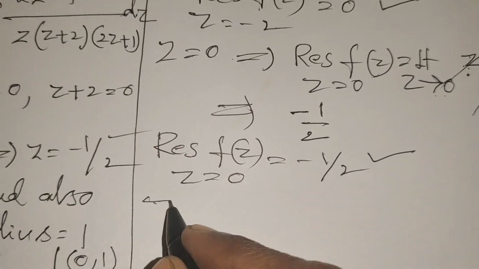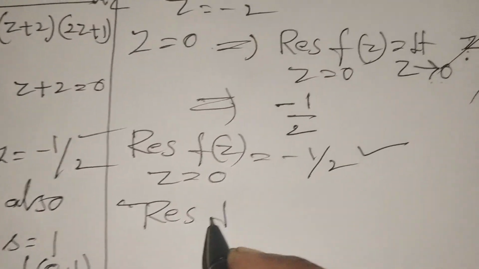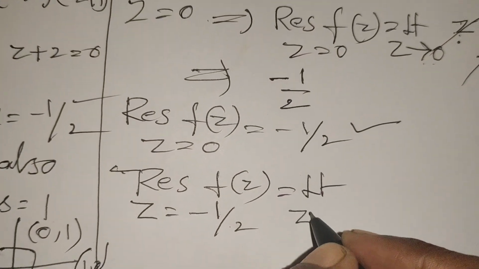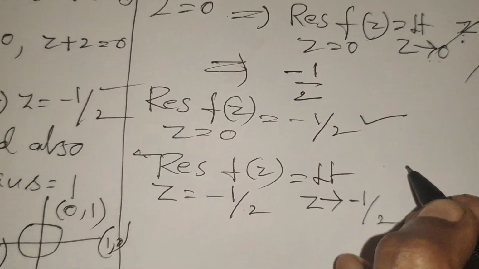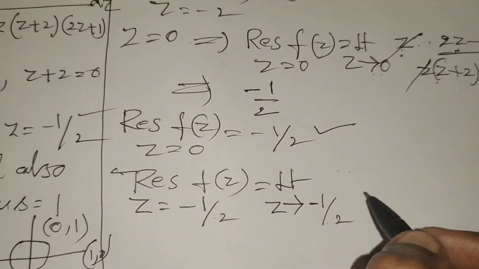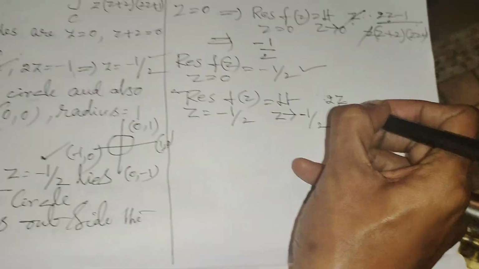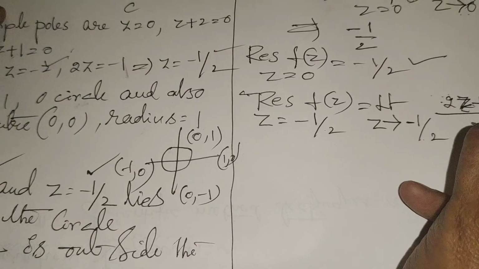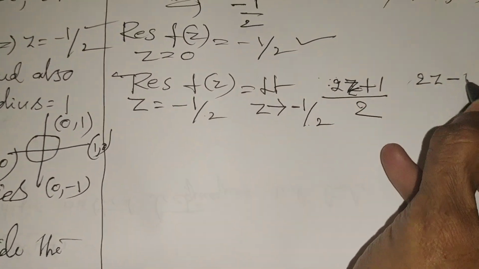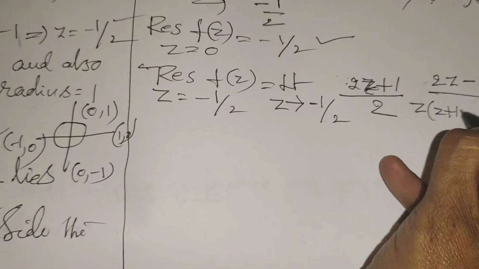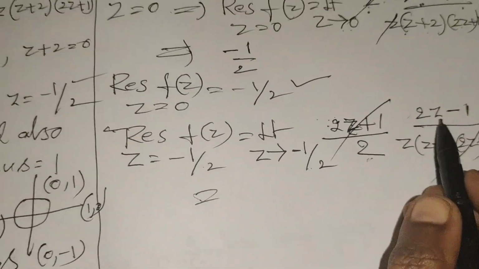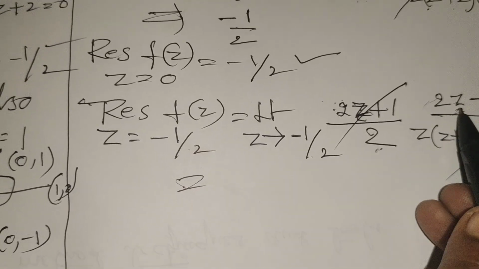Now find the residue of f of z at z equals minus 1 by 2. That is limit z tends to minus 1 by 2 of (z minus z naught) into f of z, where z naught means minus 1 by 2, so z minus of minus 1 by 2, that is z plus 1 by 2, right? Like that, (2z plus 1) by 2. Here write f of z as the given function, (2z minus 1) by z into (z plus 2) into (2z plus 1). 2z plus 1 gets cancelled. Here in place of z, substitute minus 1 by 2, and 2 gets cancelled.